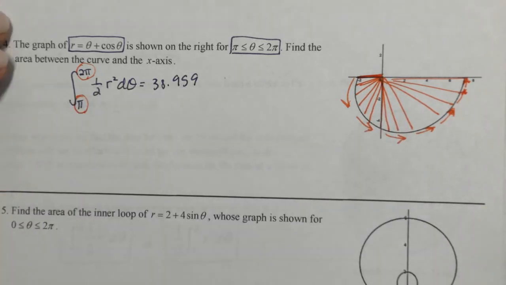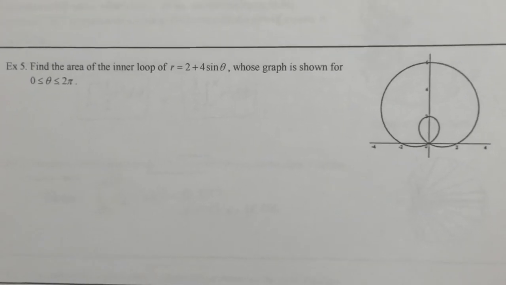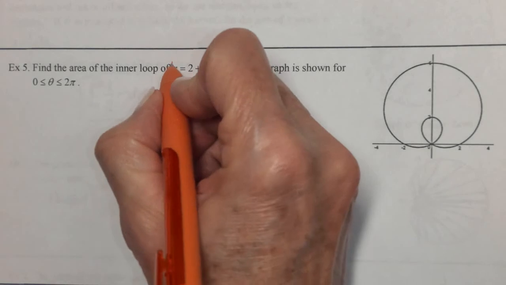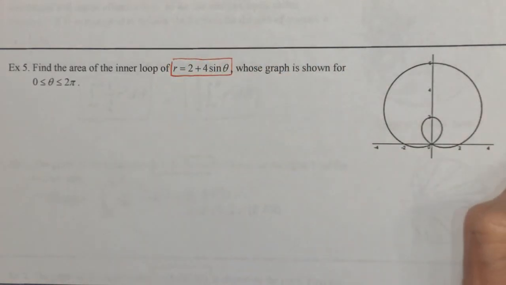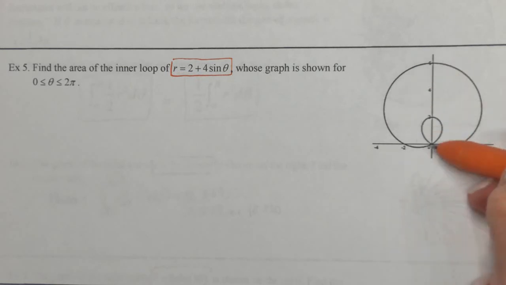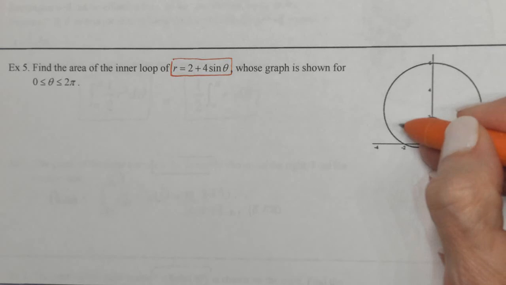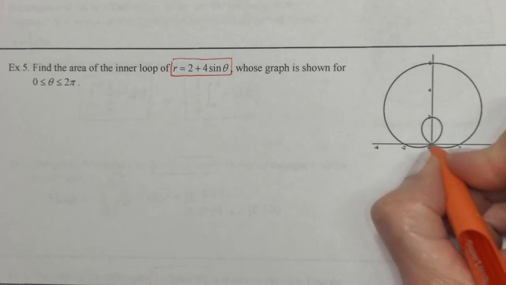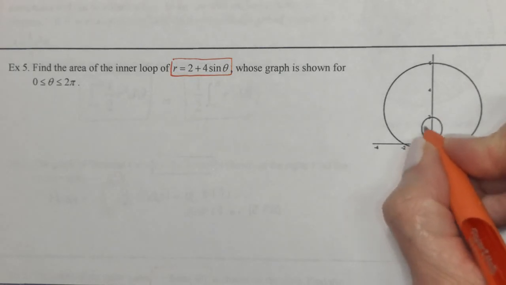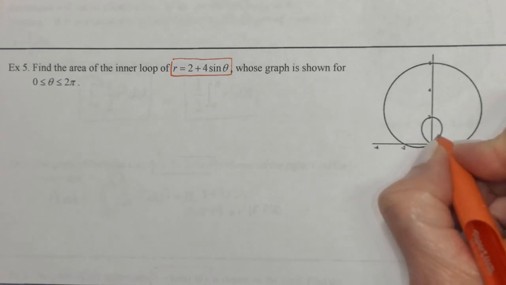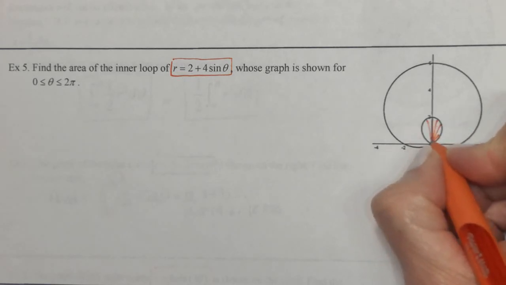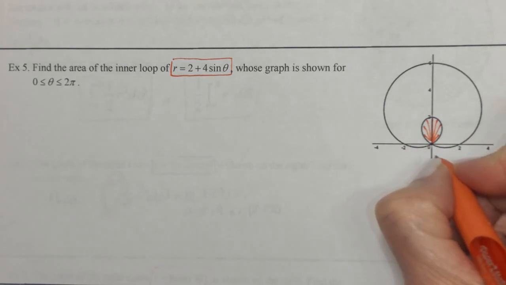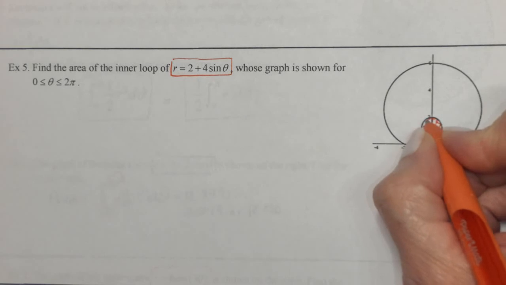Okay? All right, number 5. Find the area of the inner loop of r is equal to 2 plus 4 sine theta, the inner loop, whose graph is shown for 0 to 2 pi. All right, well, this is 0 to 2 pi, right? I don't want the entire inner area. I only want this inner area. So I need to find out what theta values these are, because my little sectors are going to look like that. Okay? Well, the sectors are actually going to look like that, but you know what I mean.